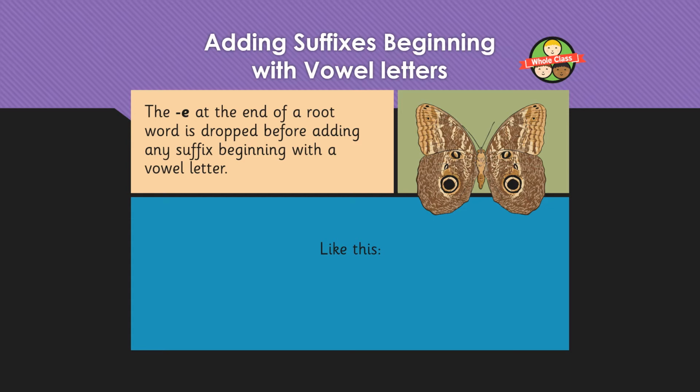Adding suffixes beginning with vowel letters. If the word ends in E at the end of the root word, the E is dropped before adding any suffix beginning with a vowel letter. For example, carnivore. For this example, you would drop the E at the end of carnivore before adding OUS. It would therefore become carnivorous.